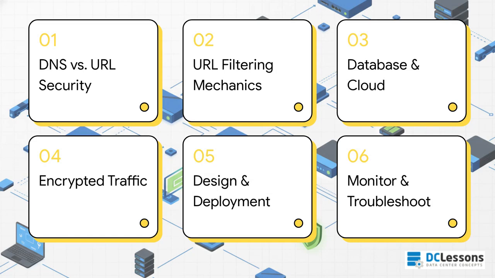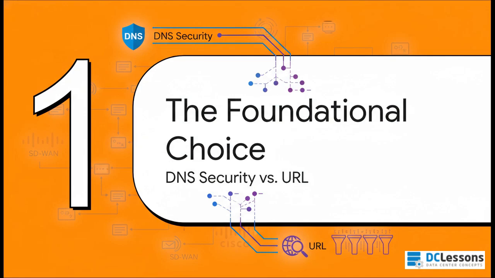So here's our game plan. We're going to kick things off by comparing the two main ways to do this. Then we'll really get into the nitty-gritty of URL filtering. After that, we'll look at the database that powers it all, tackle that huge challenge of encrypted traffic, talk about real-world deployment, and then wrap up with how to monitor and troubleshoot the whole thing. Okay, so let's get right into it.